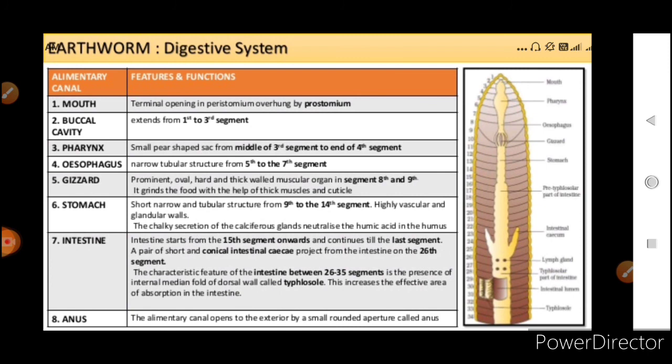Then we saw the digestive system. We saw the mouth, buccal cavity, pharynx, esophagus, gizzard, stomach, intestine, and anus. You have to remember that the gizzard has a muscular function, that is grinding; it is used in grinding of the food. The stomach has calciferous cells which help in neutralizing the humic acid. In the intestine we have the typhlosole, which increases the surface area for absorption, and finally the anus.